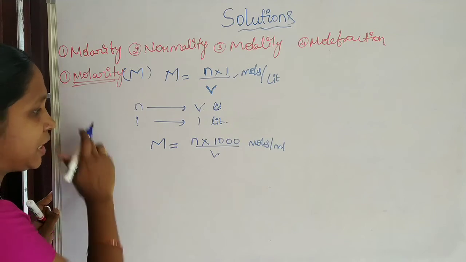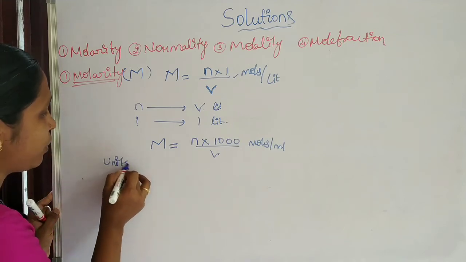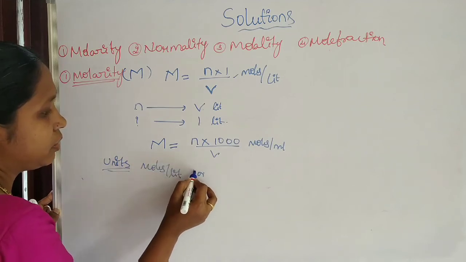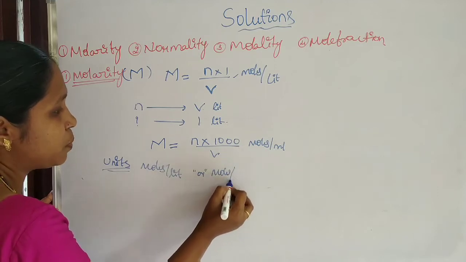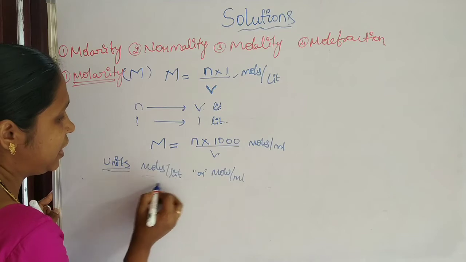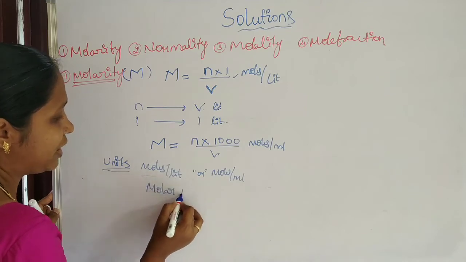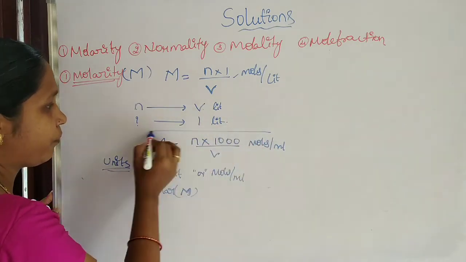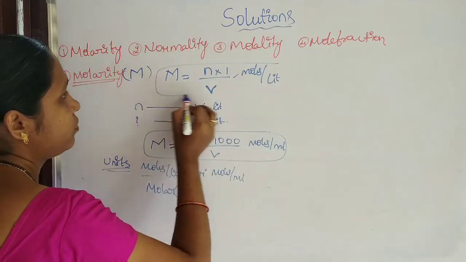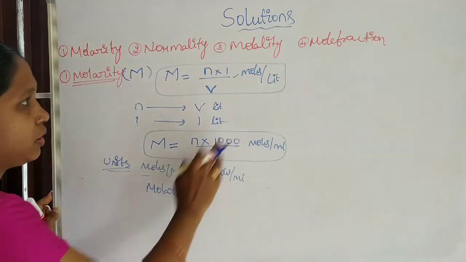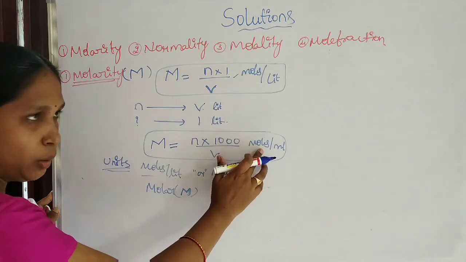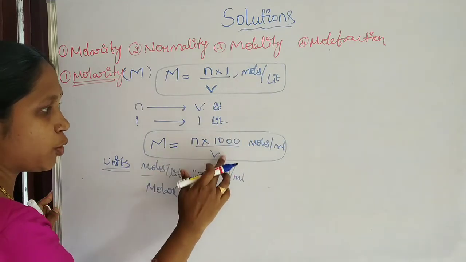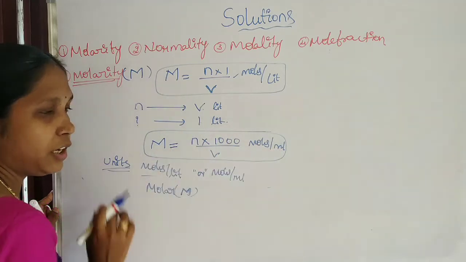What are the units for molarity? Moles per liter, moles per ml, and it is also indicated with molar, with a capital M. The units are also represented with a capital M. Molarity is N by V, moles per liter, or N into 1000 by V, moles per ml.